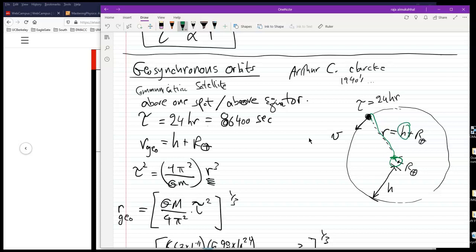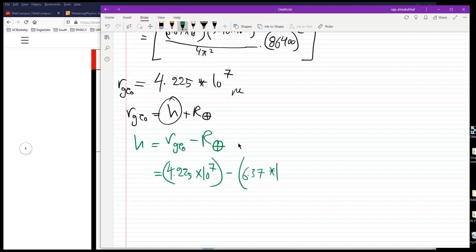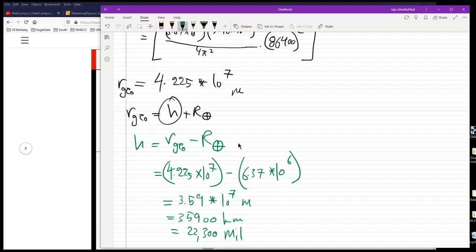So what I'm basically interested in is H. I want to subtract the radius of the Earth, because R geo includes it. You got that? So therefore, height in this case is going to be equal to R geo minus the radius of the Earth. Simple. So you have 4.225 times 10 to the 7th minus the radius of the Earth, 6.37 times 10 to the 6th. And when you calculate that, you'll end up with 3.59 times 10 to the 7 meters, which is roughly 35,900 kilometers, which is 22,300 miles, which is really a lot.